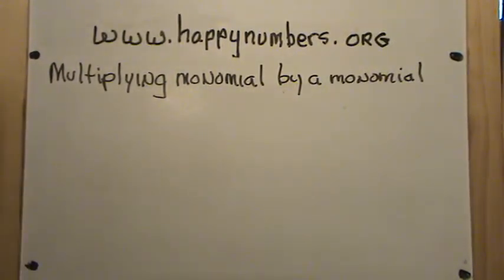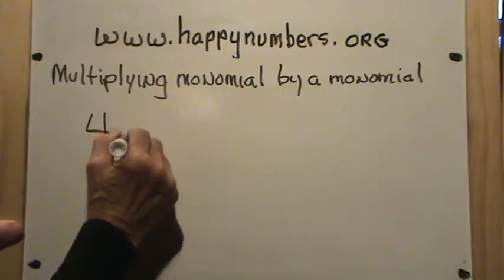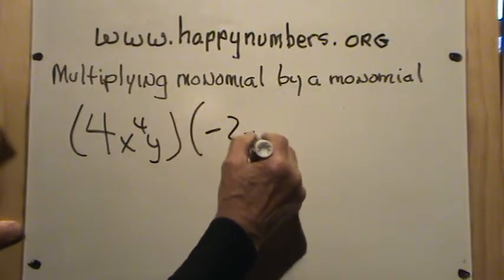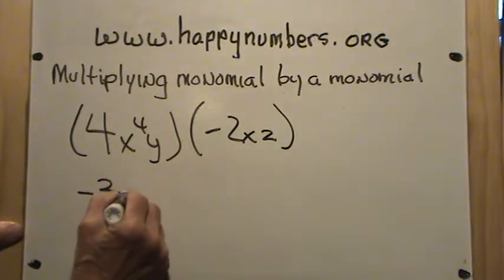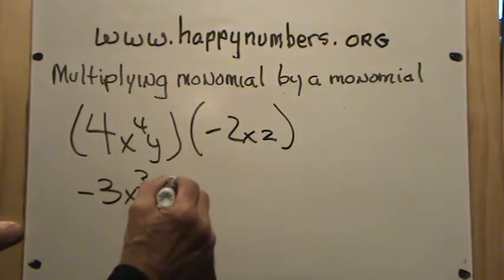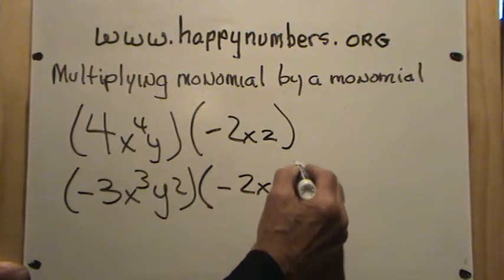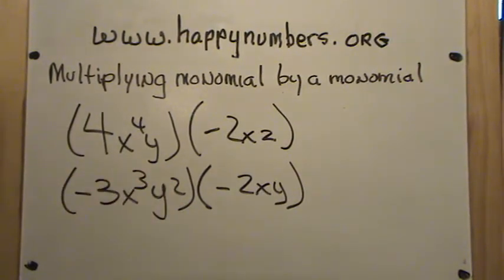I'm going to put some problems up for you to work, then ask you to put the video on pause, let you work them, and then we'll go over them. So let's do 4x to the fourth y times negative 2xz. Let's do negative 3x to the third y squared times negative 2xy. You do those two first. So put your video on pause, work those problems, and then we'll go over them.